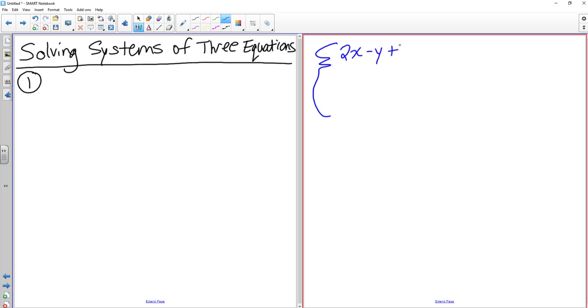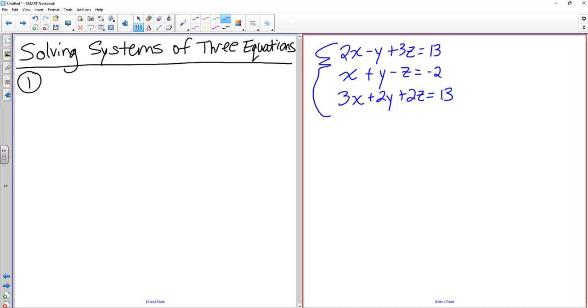plus 3z equals 13 as my first equation, and then x plus y minus z is negative 2, and then 3x plus 2y plus 2z equals 13.